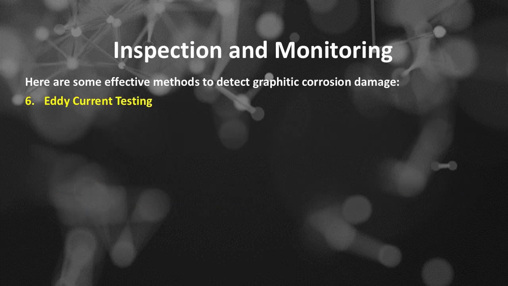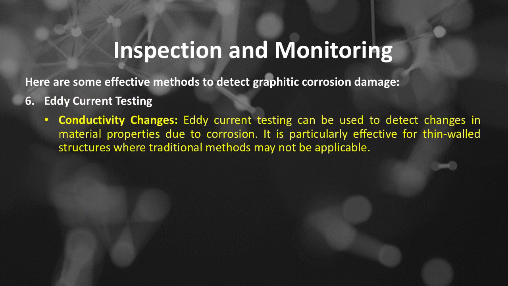Number 6 is eddy current testing. Conductivity changes. Eddy current testing can be used to detect changes in material properties due to corrosion. It is particularly effective for thin-walled structures where traditional methods may not be applicable.